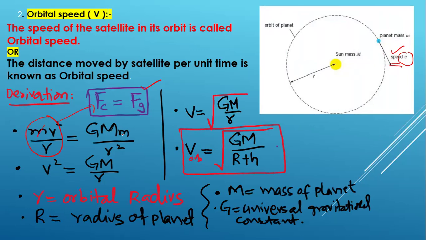Then this m is cancelled away, and this r and r goes away. So you're left with v square equal GM over r. You take the square root, and you got the answer. And you can just see that this r is the orbital radius. In some cases, that can be radius plus height above the surface.